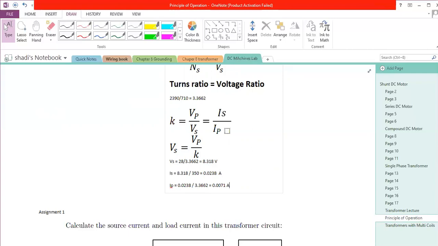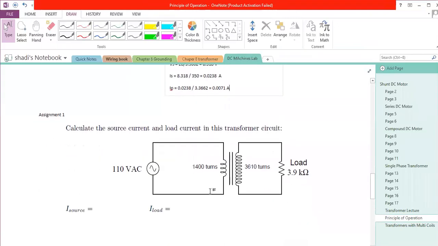Okay, so the same thing you have to apply here. For example, in this question, first of all you need to find the voltage at the secondary. Then you can find the current at the secondary. Then you can find the current at the primary.